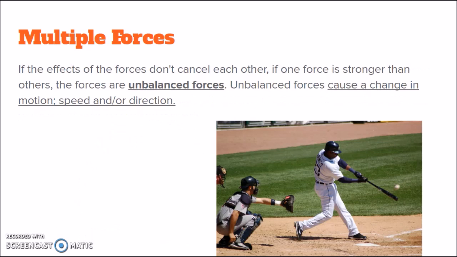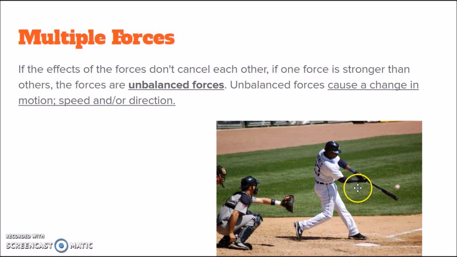If the effects of the forces don't cancel each other out, if one force is stronger than the others, the forces are unbalanced forces. Unbalanced forces cause a change in motion, speed, or direction. Here's an example of unbalanced forces. The ball is flying toward the batter from the pitcher, with a certain amount of force that the pitcher put on the ball, made it fly through the air. But when the batter hits it, there's going to be a greater force from this bat than there was from the ball coming forward, and that's going to change the direction of the ball and make it fly in the opposite direction.